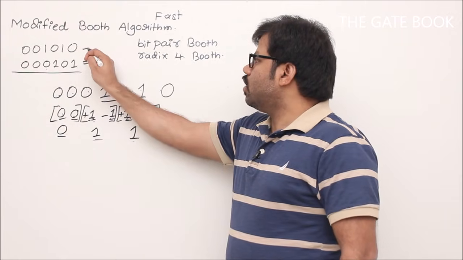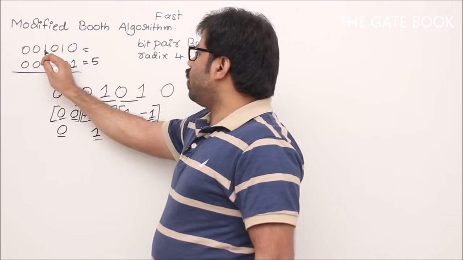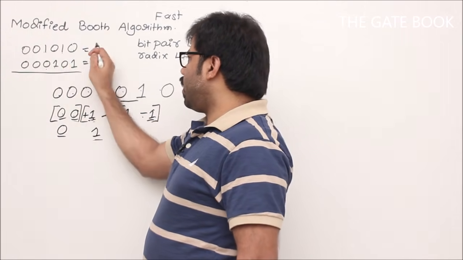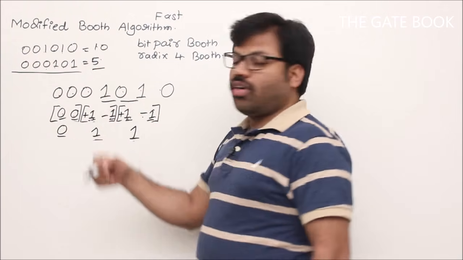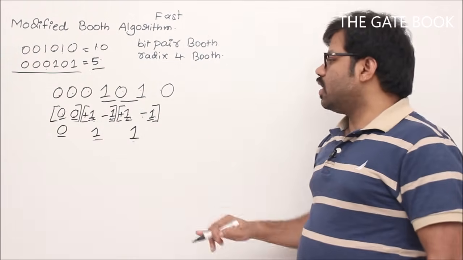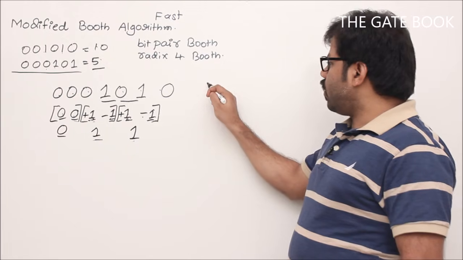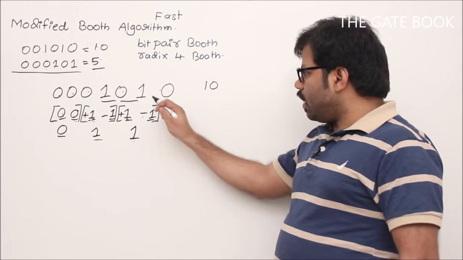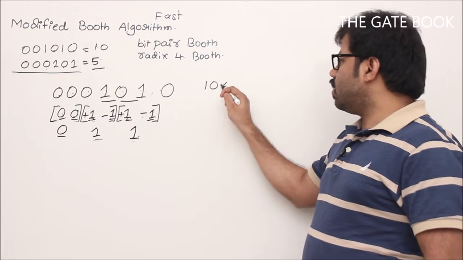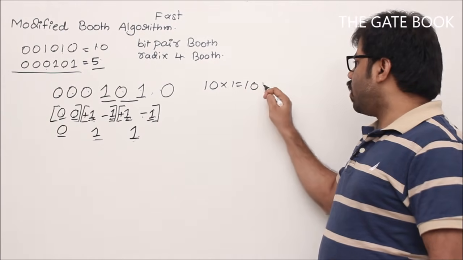Your number is what? 2 power 0, 2 power 1, 2 square, 2 cube. I am talking about the multiplicand. Our multiplicand is 10. 10 times 5 is 50. How we are going to achieve 50 using this model, I will tell you. So, first we have 10, correct? So, we will be multiplying 10 with 1 first. 10 ones are 10. Remember it. So, this is one product.